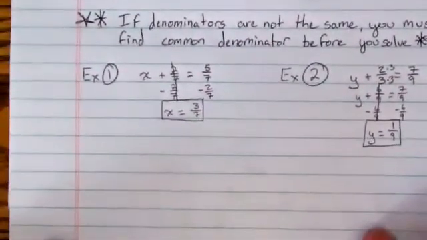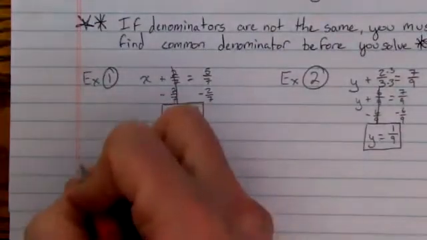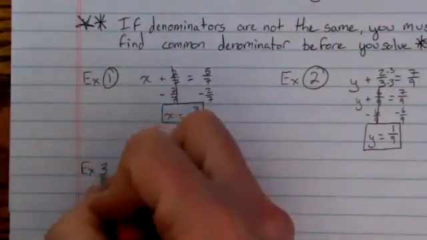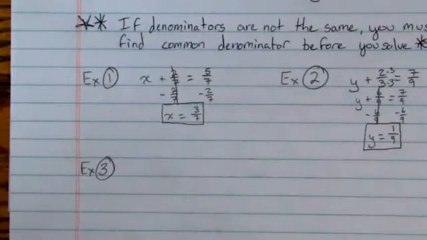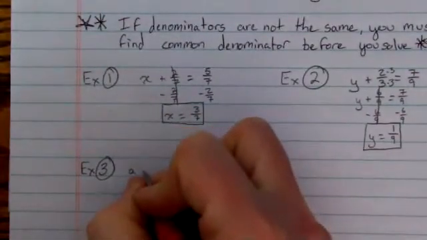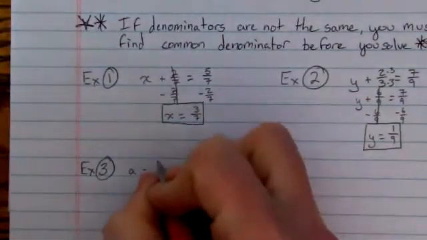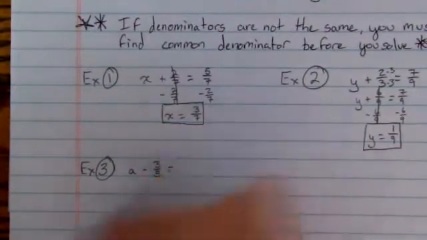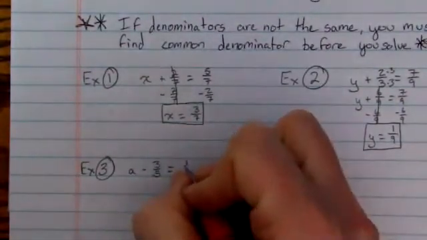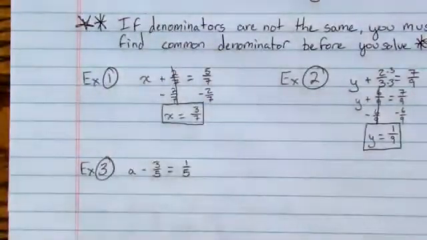All right, let's talk about example 3. A minus 3/5 equals 1/5. Let's look. Do we have common denominators? We do have common denominators. Since we have common denominators, guess what? I get to just do some math.